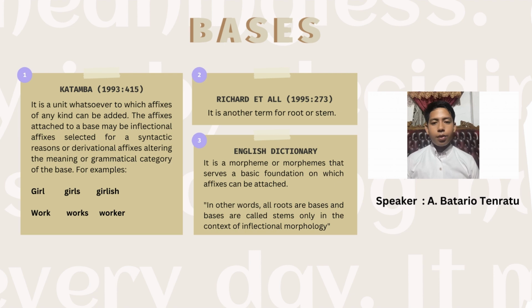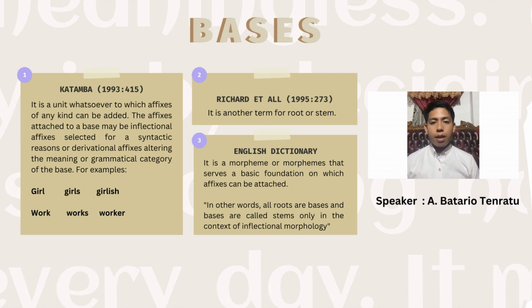In 1993, based on Francis Katamba, a base is a unit whatsoever to which affixes of any kind can be added. The affixes attached to a base may be inflectional, affixes selected for any syntactic reason, or derivational affixes altering the meaning or grammatical category of the base. For example, cruel, cruelty, and work, works, and worker.